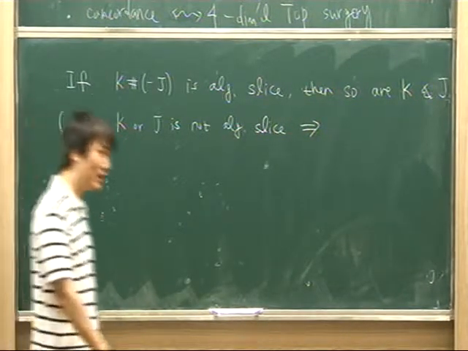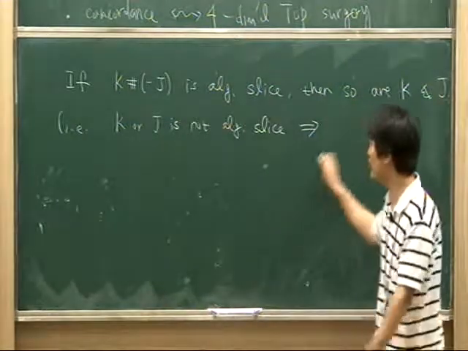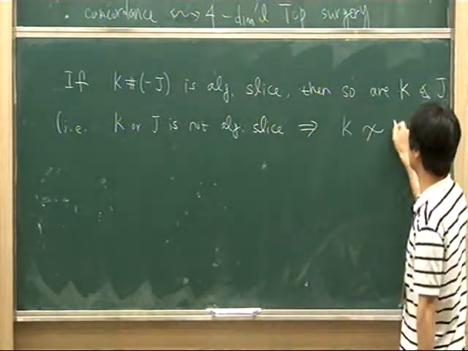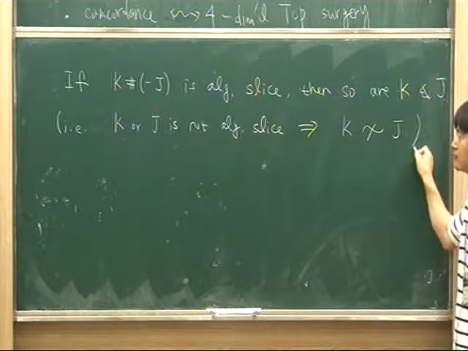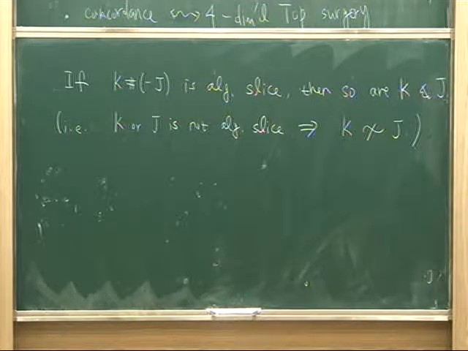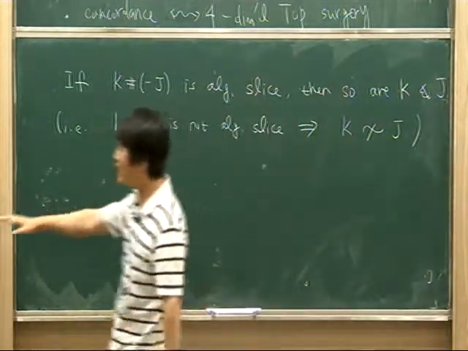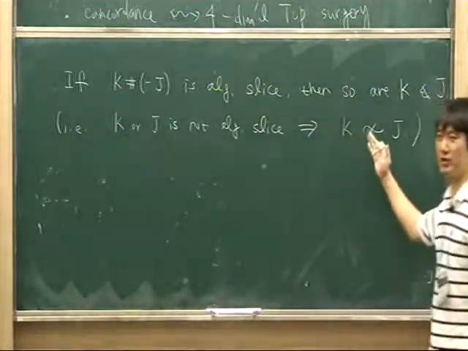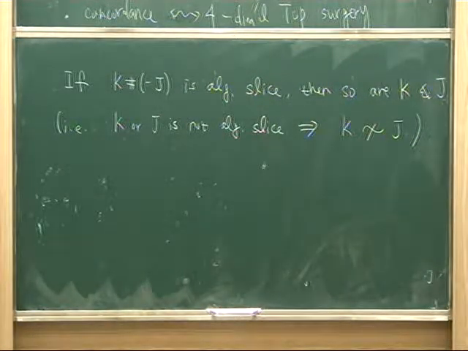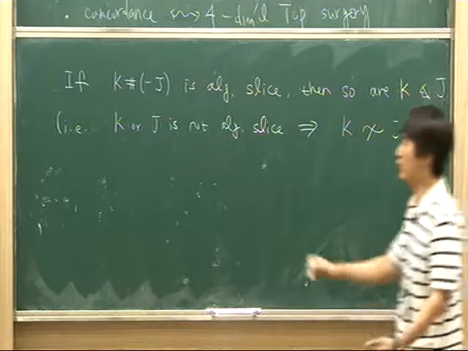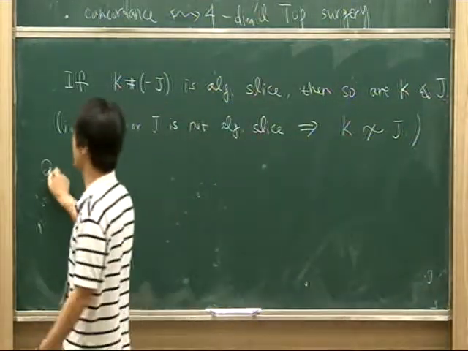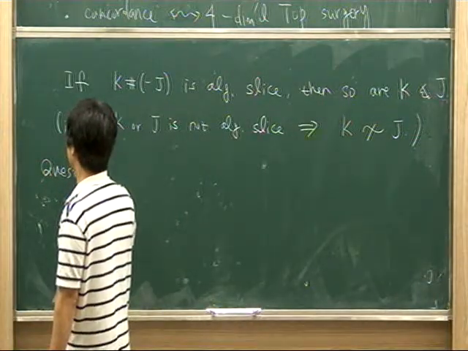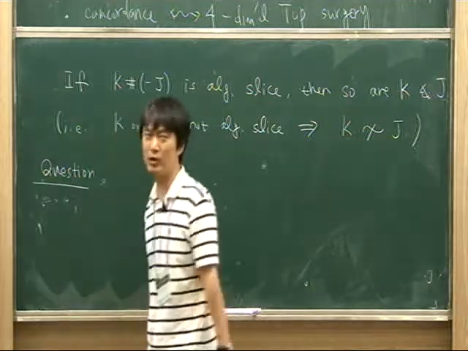Then that means they are not concordant to each other. So K is not concordant to J. So it turns out that under this algebraic condition, now we have this topological result. They are not concordant to each other. So you can raise a natural question. This question is the main theme of my talk.